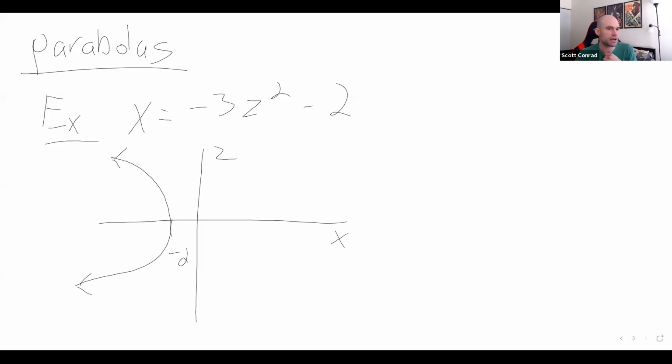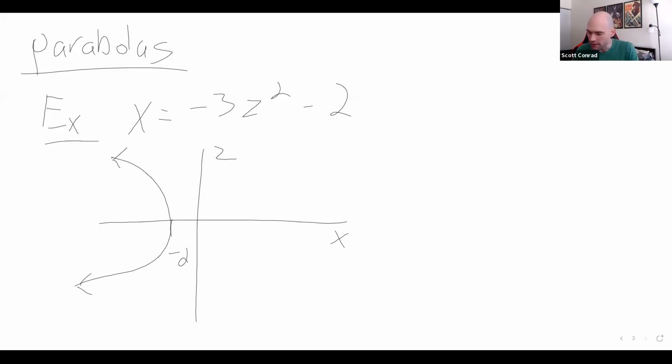Common mistake, but you just got to make sure you get it opening in the correct direction, you get the intercepts, and it looks vaguely parabolic, and you're good. So that's what this one should look like. You've all seen parabolas, so I don't want to spend any more time on that.